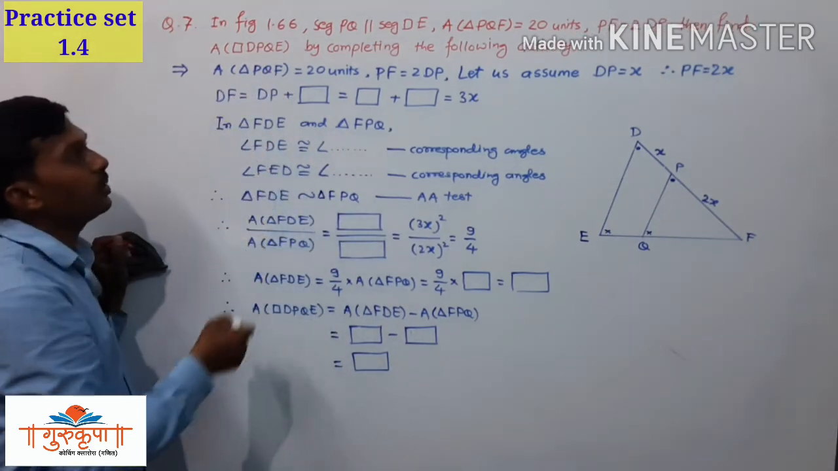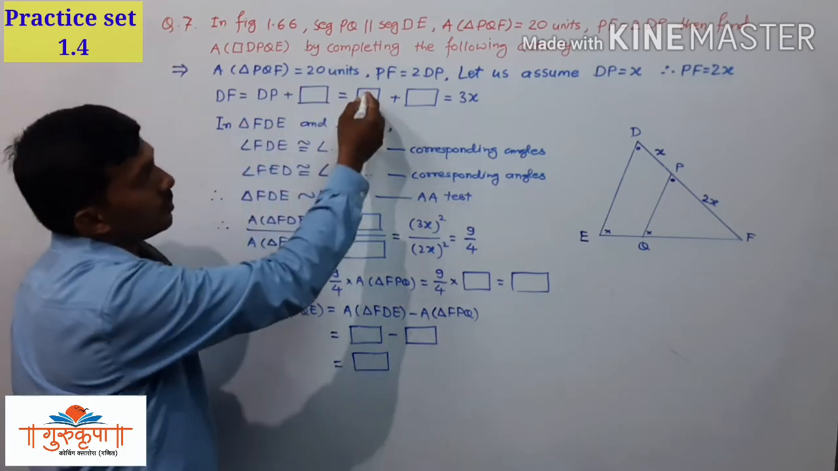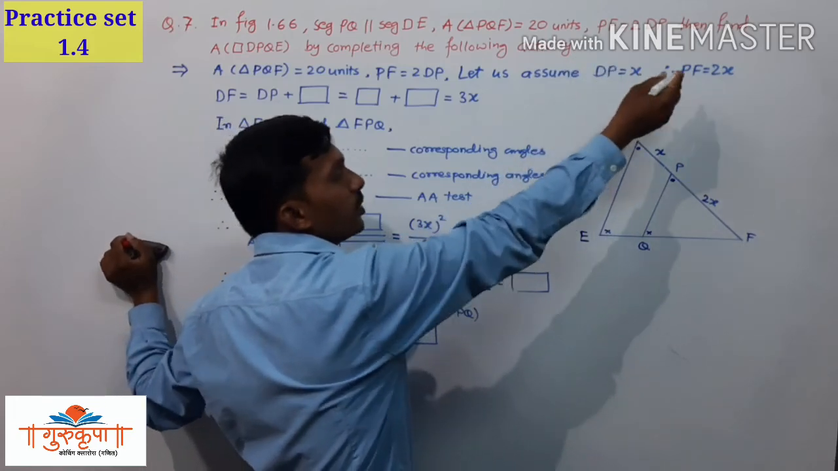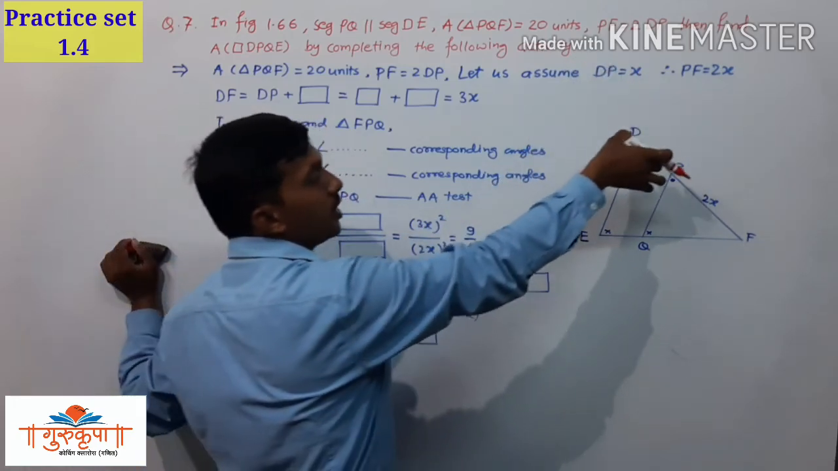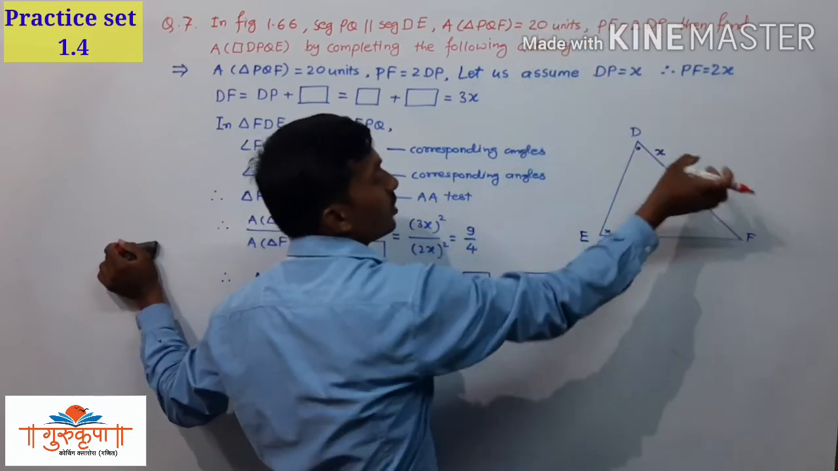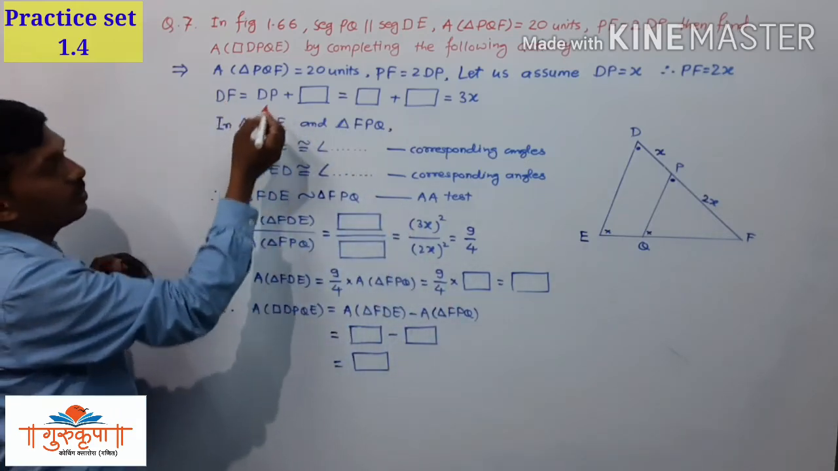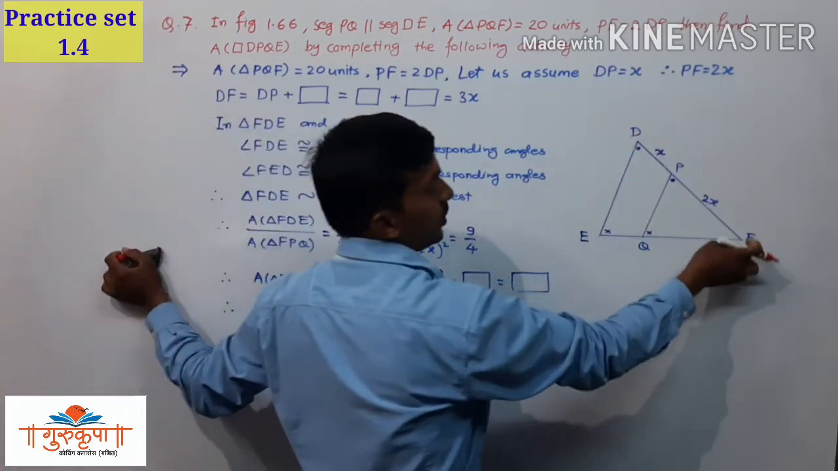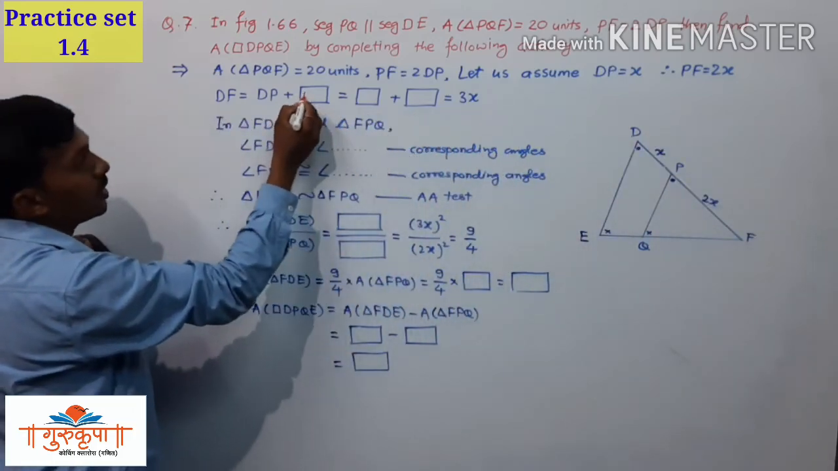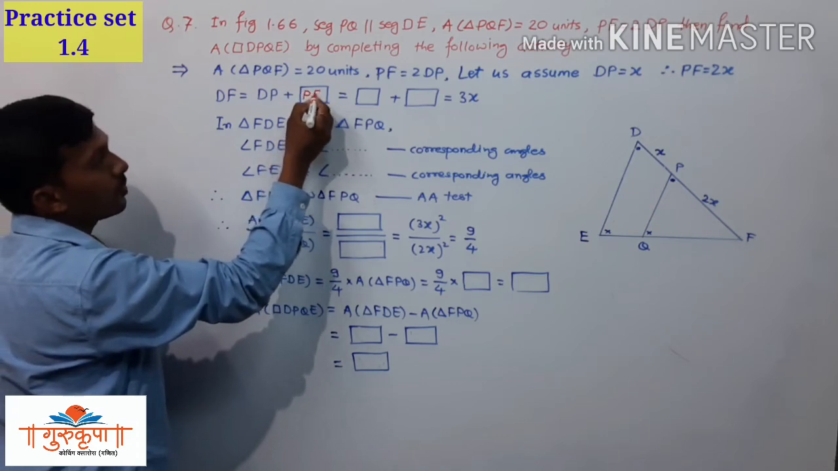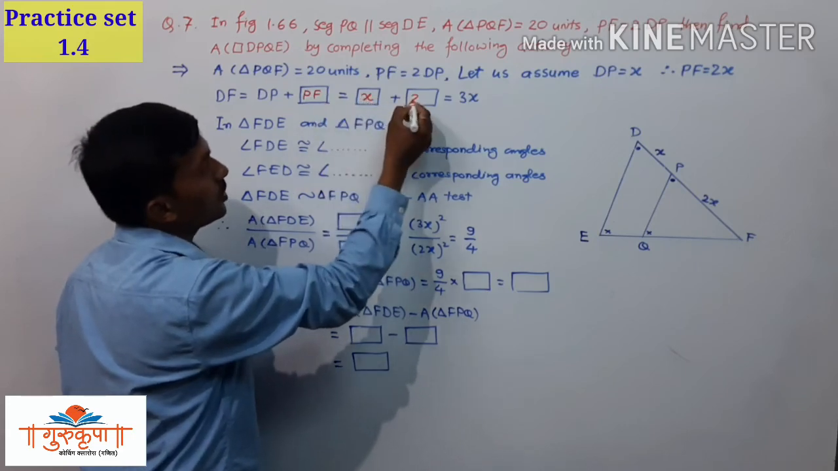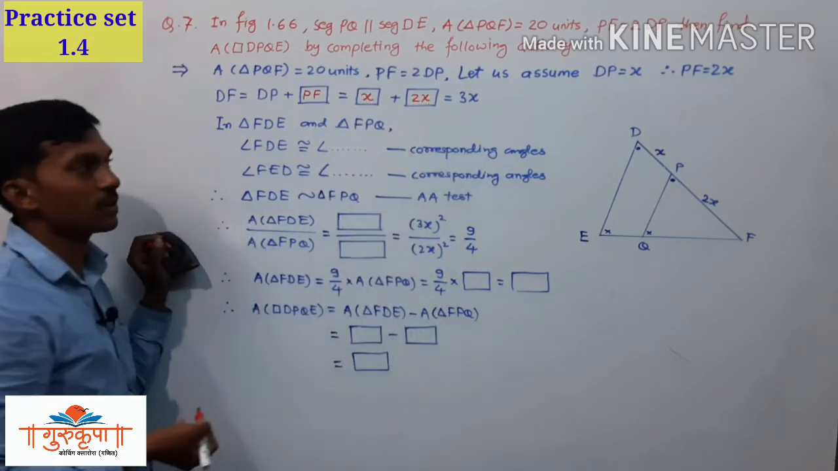Area of triangle PQF is equal to 20 units, PF is equal to 2 DP. Let us assume that DP is equal to x, therefore PF is equal to 2x. If we consider that DP is x, then it is given that PF is twice of DP, that is 2x. Here DF is equal to DP plus PF. So here in this box we have to write PF. Now we have to put the values. DP is x and PF is 2x, the sum is 3x.